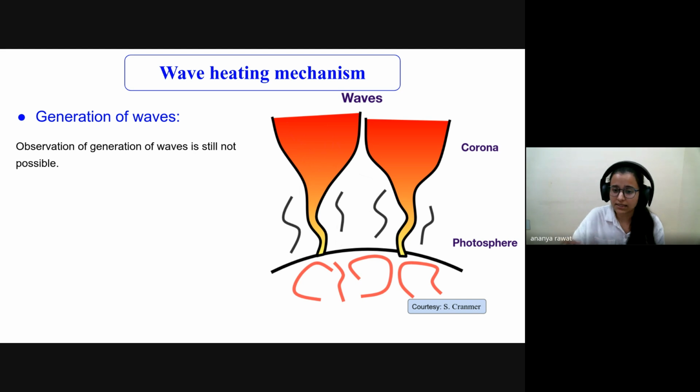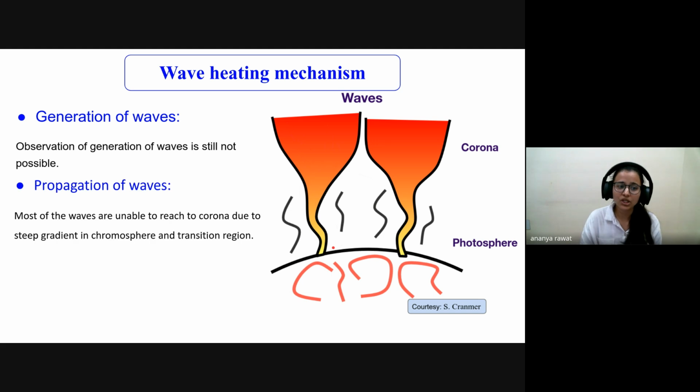Then, since the waves are generated, now they are propagating. Now when these waves are propagating from the photosphere, they encounter a steep change in density and temperature at the chromospheric and the transition region height, due to which a certain fraction of the wave gets reflected back to the solar atmosphere, and only a small portion is able to reach the corona.